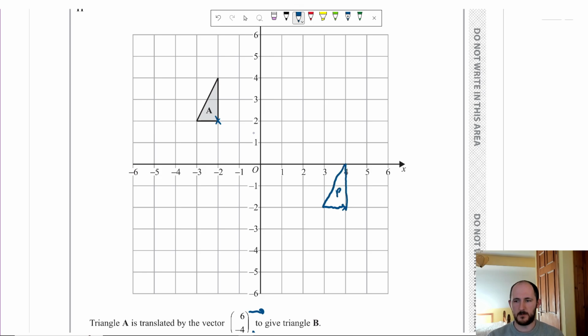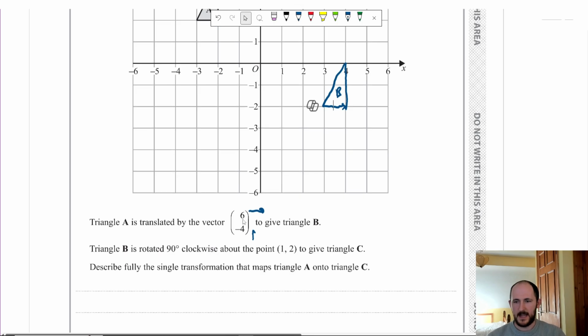And that would be my triangle B. Now, it then says it's rotated clockwise. A little bit tricky for me to do on the computer, not going to lie. But let me describe to you how you would do this in the exam.